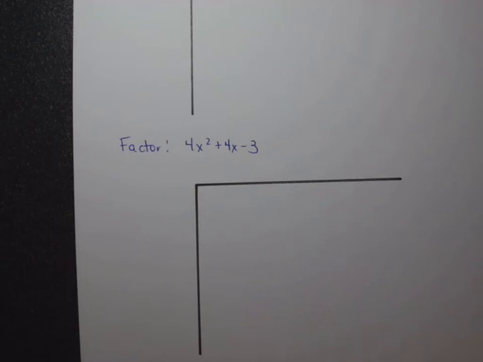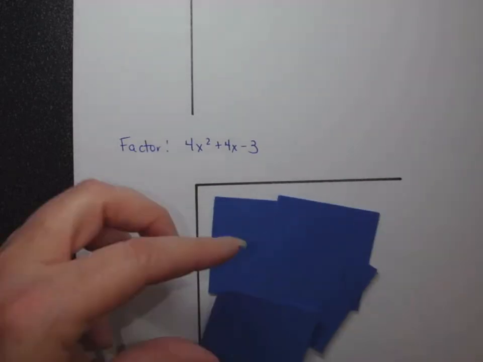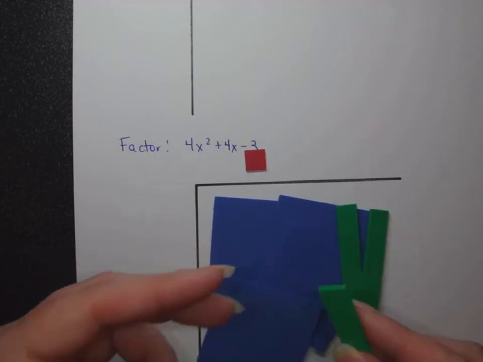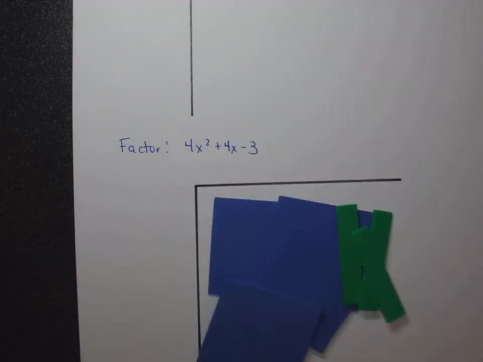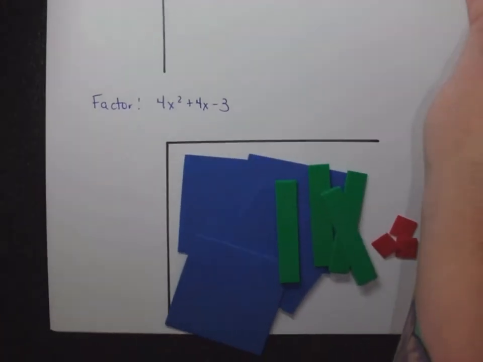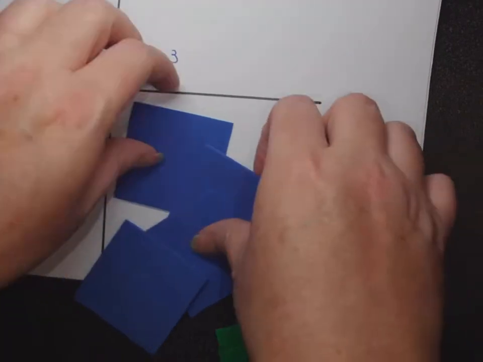Okay, so let's talk about what pieces we need, right? We need 4 of these guys, 4 x squareds. We need 4 x's. Remember, color is significant here. And then we need 3 reds. So we have to try to make these into a square, and we may have to add additional pieces to make that work. All right, so first you always start with the x squareds.